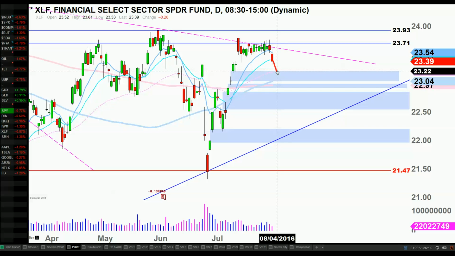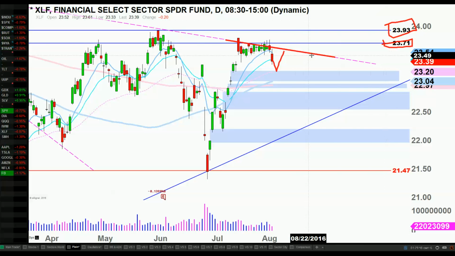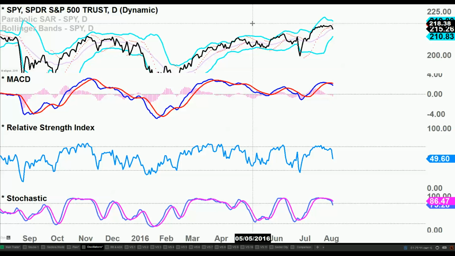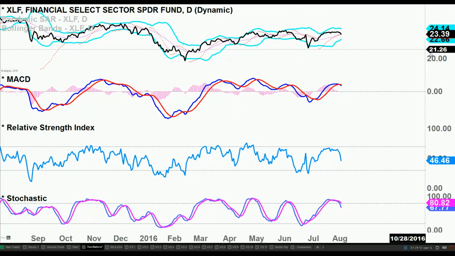But when it does bounce back up, you want to watch out for the downtrend resistance levels at 2371 and 2393. Those are the resistance levels to watch. Let's look at oscillators and see what they can tell us on the financials.